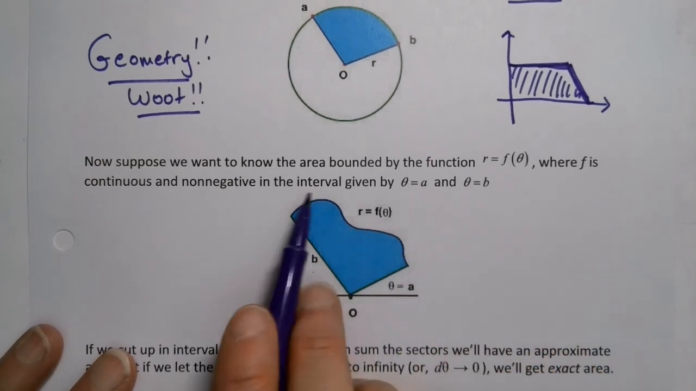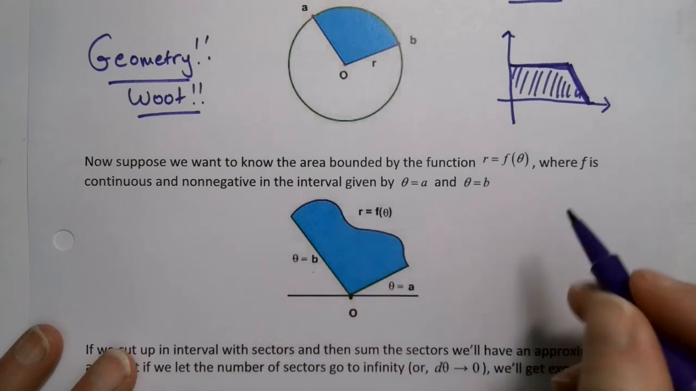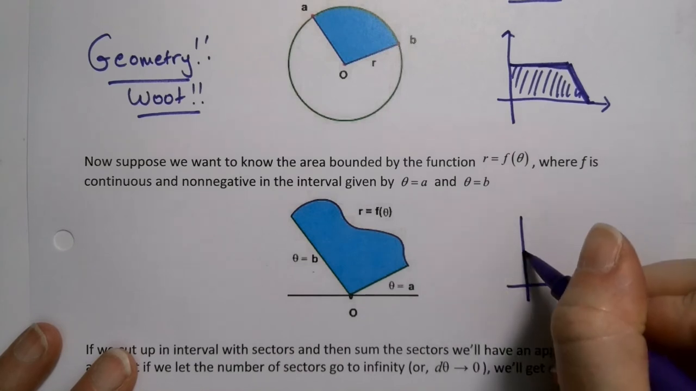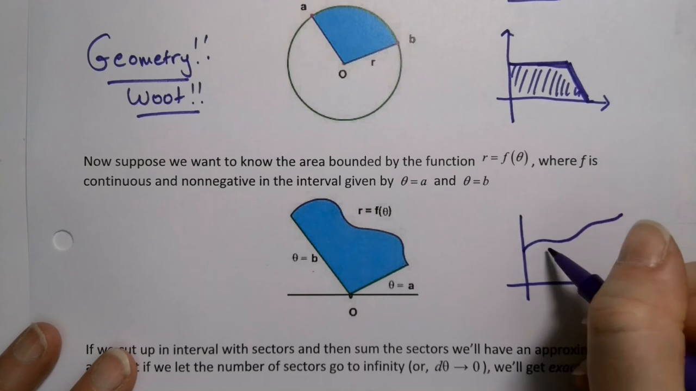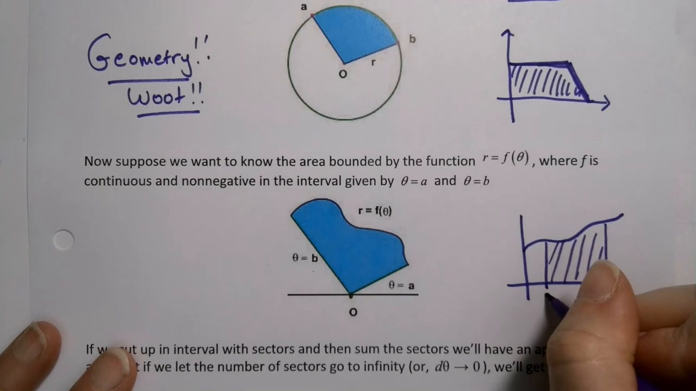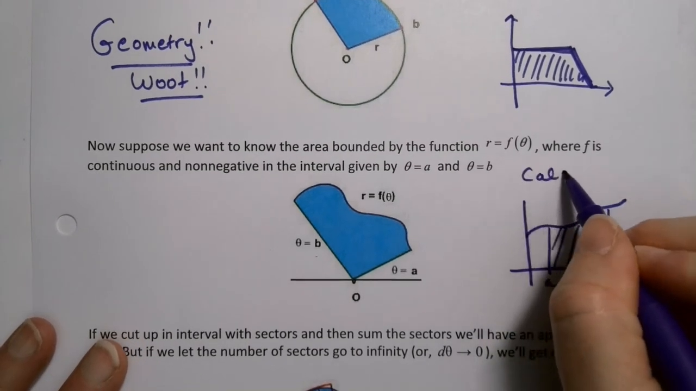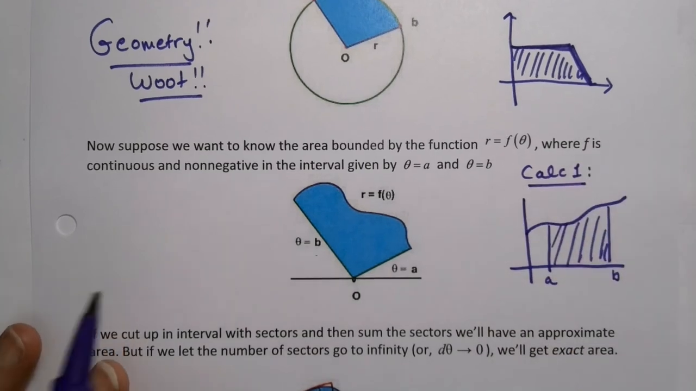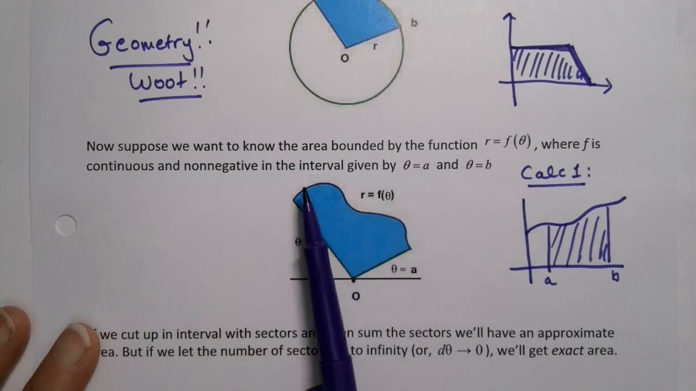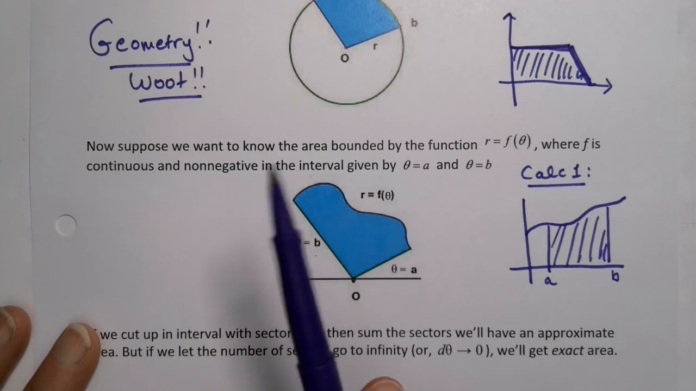Now remember, this would be a polar region swept from theta equals A to theta equals B. In Calc 1, instead of having that weird geometry shape, you'd have some weird curve, and you'd want to find the area under that curve from x equals A to x equals B. So in Calc 1, this is how it would look. But in a polar region, what you're trying to find is the area bounded by your polar function, which could be this weird wavy curve, from theta equals A to theta equals B.